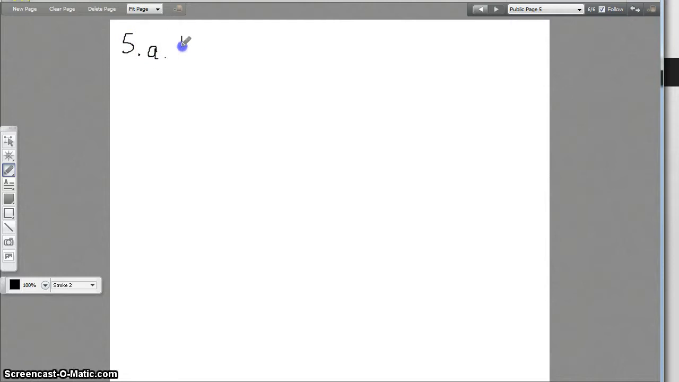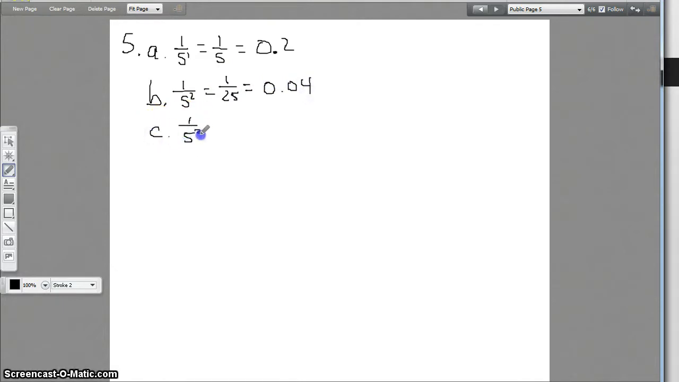So for part A, we have 1 over 5 to the first power. Well, we know that's just 1 over 5, and 1 over 5 is 0.2. Okay, so for part B, we need to do 1 over 5 squared. 5 squared is 25, so that's 1/25, and that is 0.04. Part C is 1 over 5 cubed, which is 1 over 125, and that is 0.008.